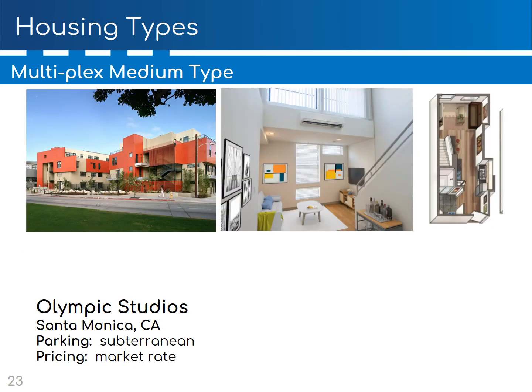Earlier, we noted the intensity of the Olympic Studios project in Santa Monica. This project, like the Formosa 1140 we just looked at, stacks 2 two-story units on top of each other. The units here feature mezzanine bed lofts, and the project as a whole is placed over underground parking.